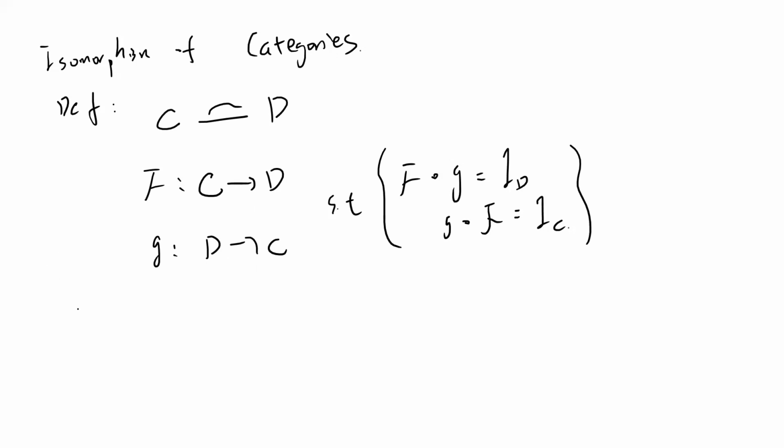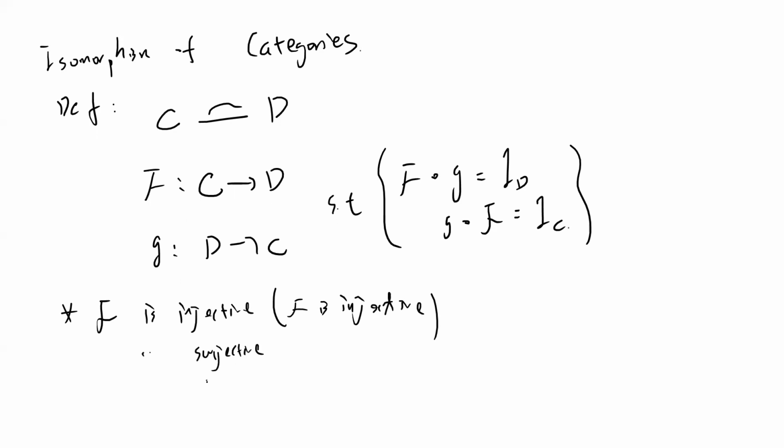Okay, so some words. We say a functor is injective, meaning that as a function, if two different objects in C must map to different objects, and the same for surjective, and many other words. Yeah, so it should be intuitive.